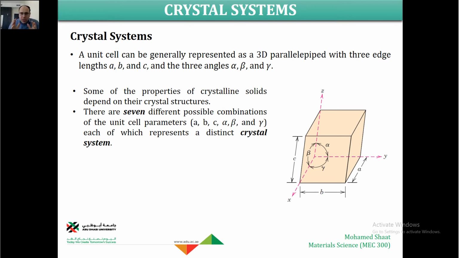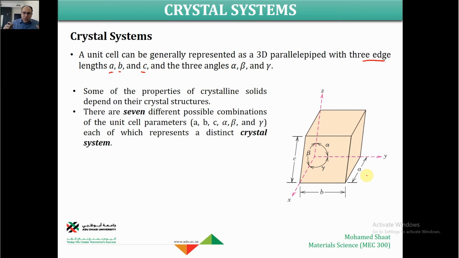Generally, the crystal system is defined depending on the geometry of the unit cell of the crystal. For example, a unit cell can be generally represented as a 3D parallelepiped with 3 edge lengths a, b, and c, as shown here in this figure. This edge length is a, which is parallel to x, the edge parallel to y is b, and the edge parallel to z is c. We're going to fix a, b, c in this order all the time.